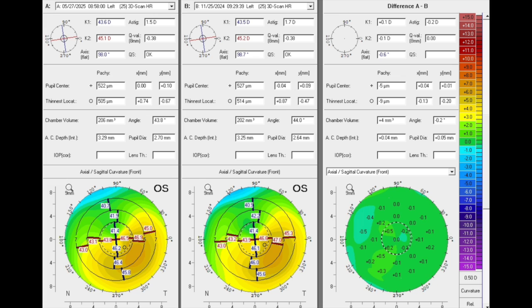Now look at this topography. There is no significant change in the anterior sagittal curvature on this eye. If you looked at that, yes, there's some subtle steepening there, but nothing over a diopter, nothing that anybody would call significant progression on a straight comparison map.